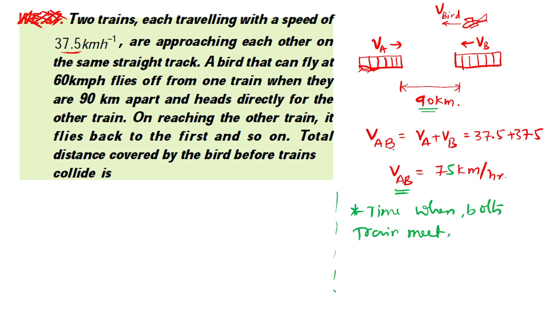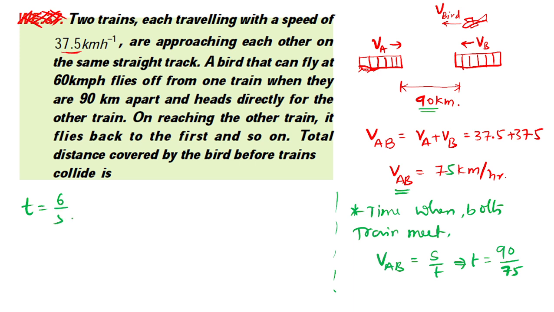They are not accelerating, yes or no? They are moving with some uniform speed only. So what can I write? VAB equals distance divided by time, right? Distance we have, velocity we have, time we don't know, time we calculate. So distance is how much here? 90 kilometers. And velocity is how much here? 75. So what is the time I can get here?